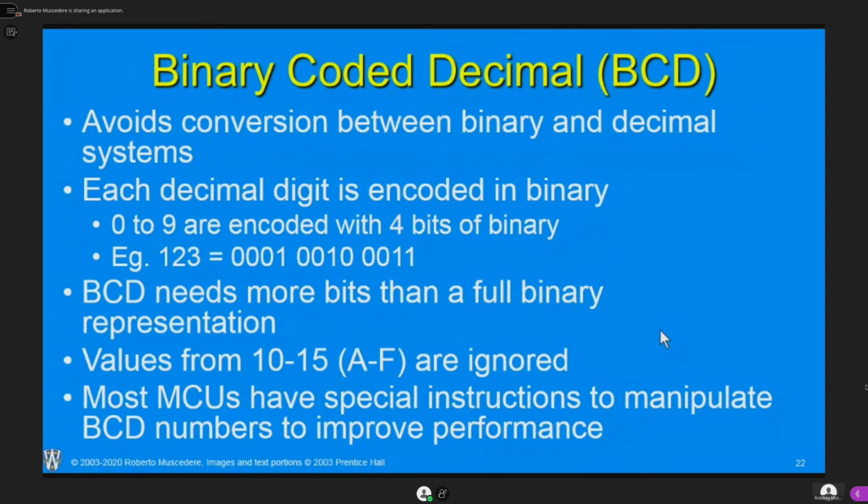Otherwise, how would I take that number I stored in binary and change it to a series of digits that you can understand as a human, right? It's a lot of work that you don't need. So binary coded decimal is quite useful there. So in embedded computing, it's something we really like.